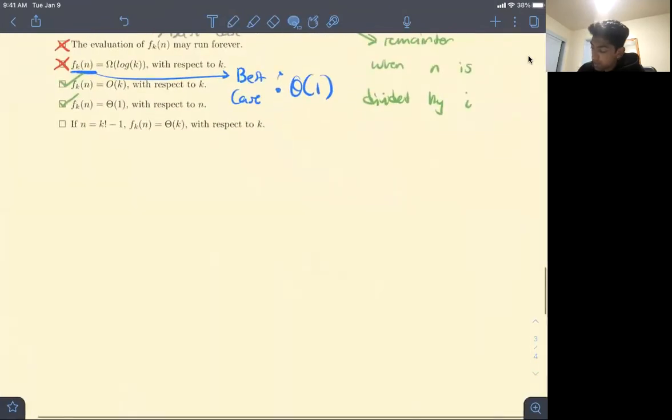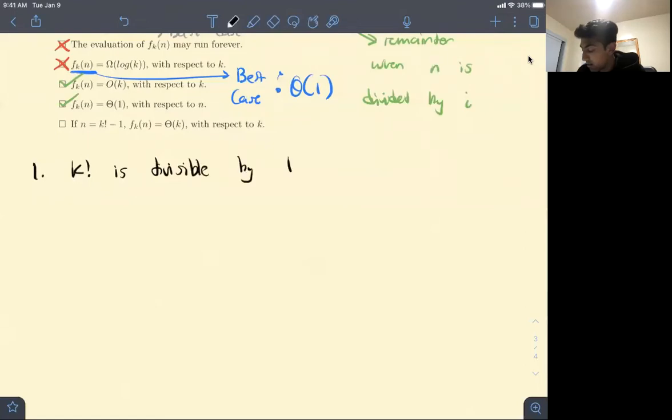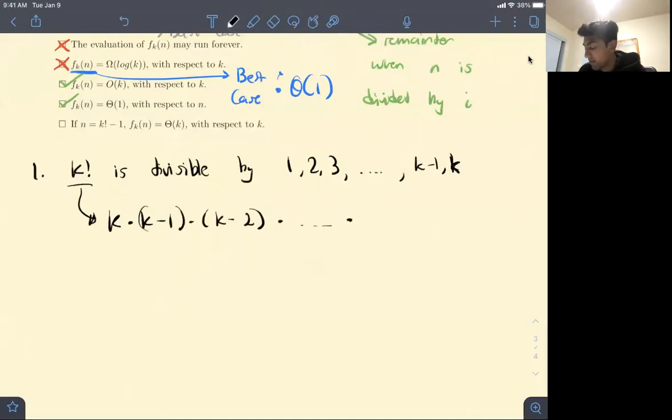Okay, so the first thing to notice here is that k factorial is divisible by 1, 2, 3, k minus 1, k. It's divisible by all the numbers between 1 and k. So k factorial, if you aren't familiar with factorial, is equal to k times k minus 1 times k minus 2 times ... times 1. Hopefully you might have seen factorial in 621A. So what we're going to notice here is that k factorial is divisible by 1, 2, 3, k minus 1, and k, all of these numbers.